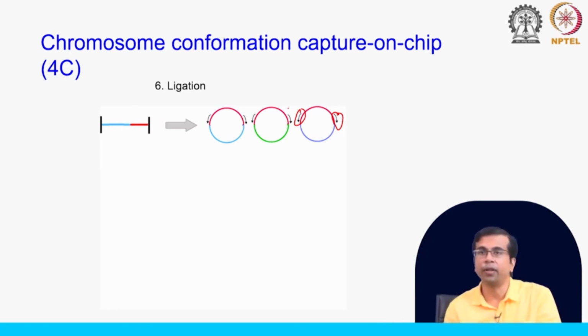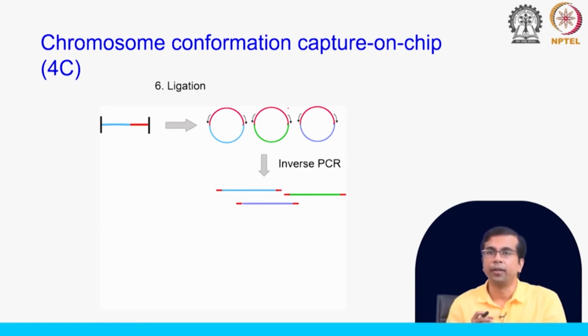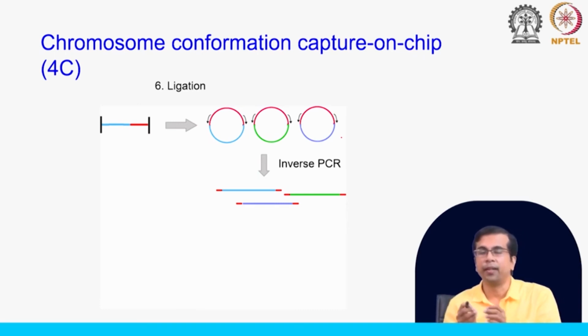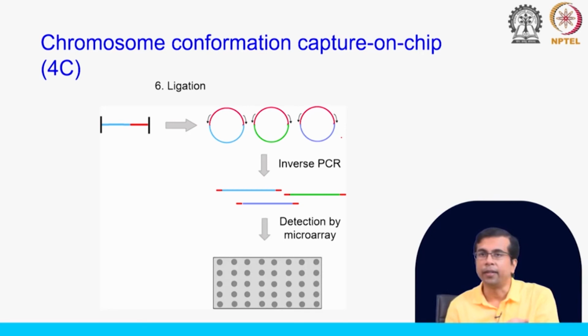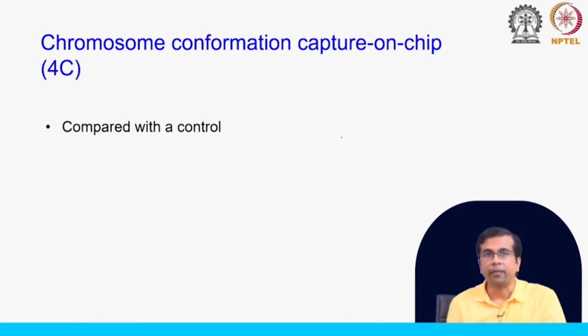You can see the primers are pointing away from each other, right. And this is inverse PCR, which will actually generate these amplified fragments containing the other fragments, right. So, these blue regions or green regions, these are the interacting regions with the bait. Once we have generated this, we can then simply detect by microarray. Earlier we used to detect by microarray, now we can also apply next generation sequencing here. There is a variant of this 4C which we will discuss again.